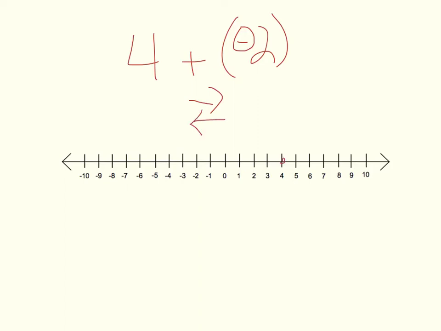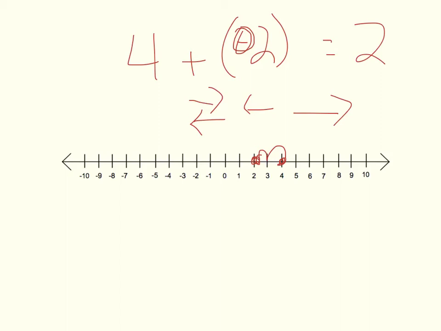So now let's say I have 4 plus negative 2. Like I said, every time we see addition, we know we have to go to the right. But every time we see this negative sign, it means do the opposite, which means our going to the right is now turned to the left. So we would start at the number 4, and originally we were supposed to move to the right. But now, since there's this negative sign, we are going to move to the left 2 spaces. 4 plus negative 2 is positive 2.